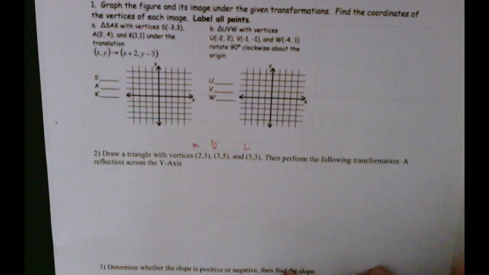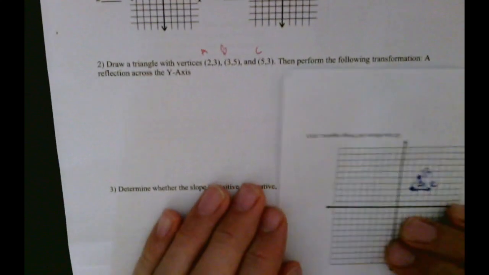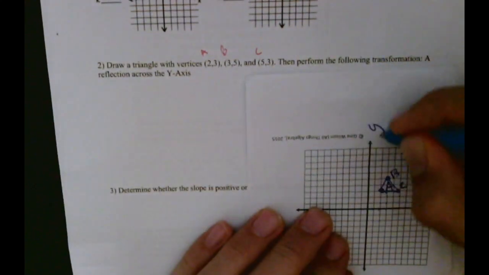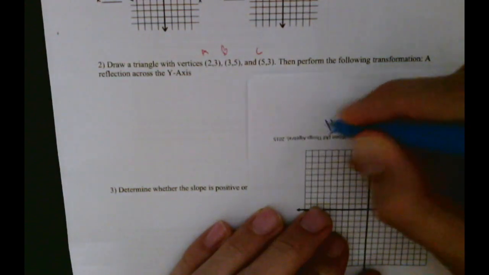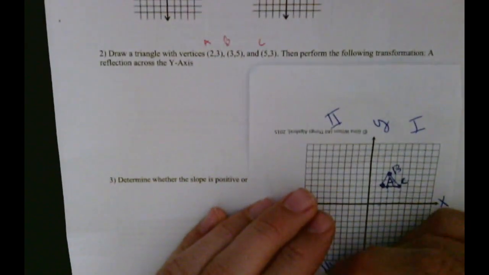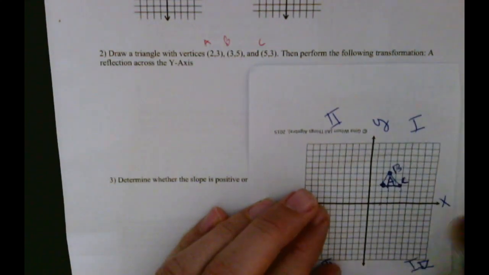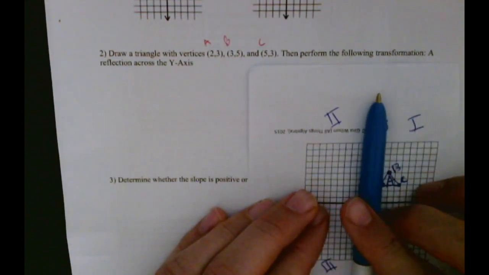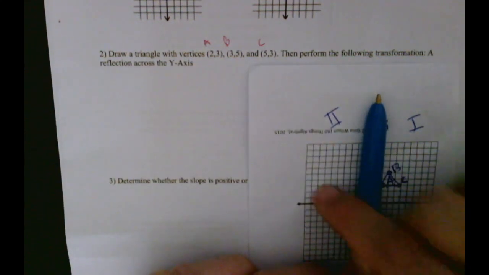Draw a triangle with the vertices (2, 3), (3, 5), and (5, 3). Then perform the following transformation: a reflection over the y-axis. Do you remember which line is the y-axis? Well, remember that the y-axis goes vertically up and down. Some people like to lay their pencil on the y-axis to get a good visual of what you'll be jumping over.